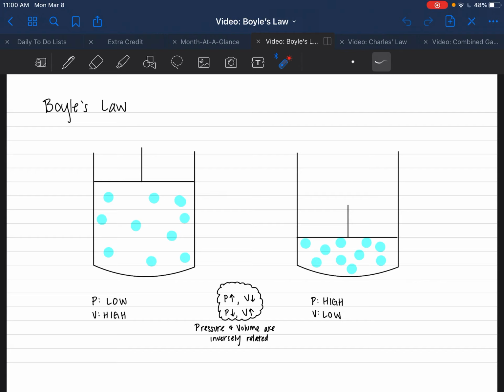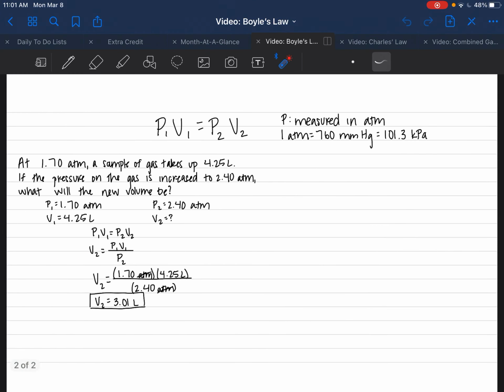Or you can say as the volume increased, the pressure decreased. Notice that as one is going up, the other is going down, or as one is going down, the other is going up. What that tells us is that pressure and volume are inversely related.